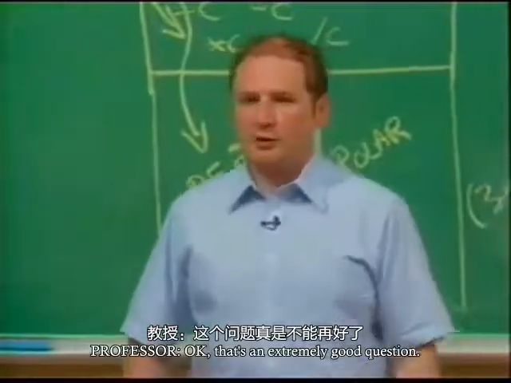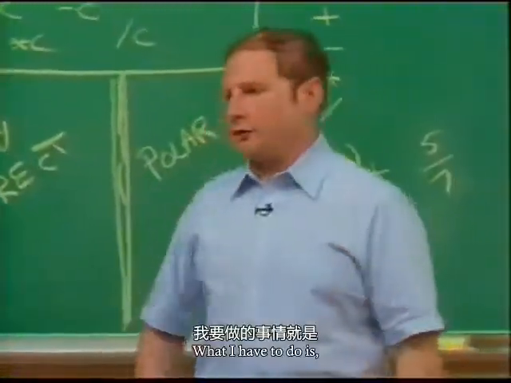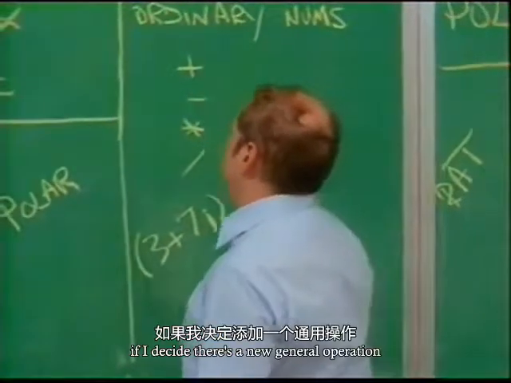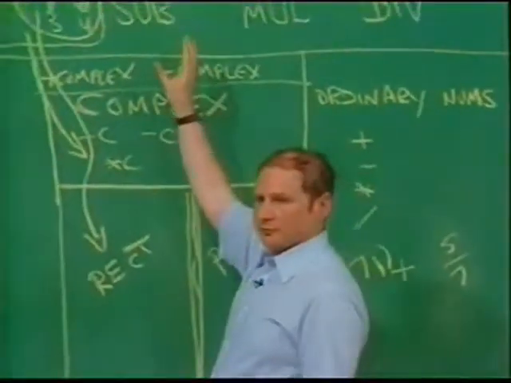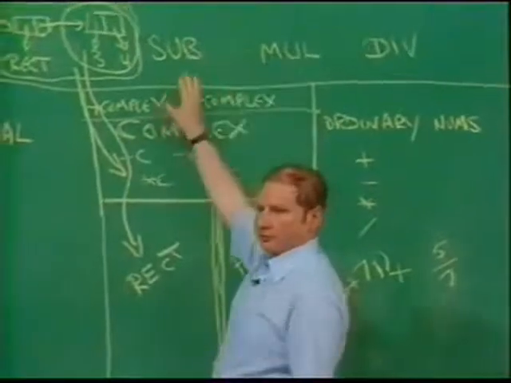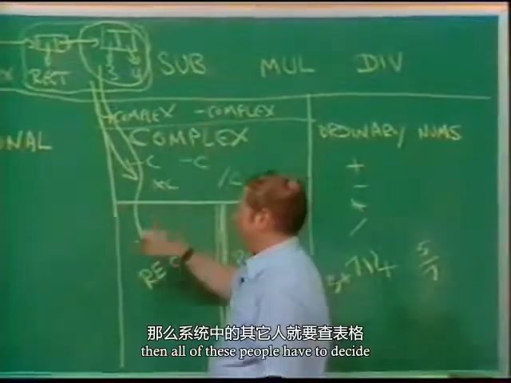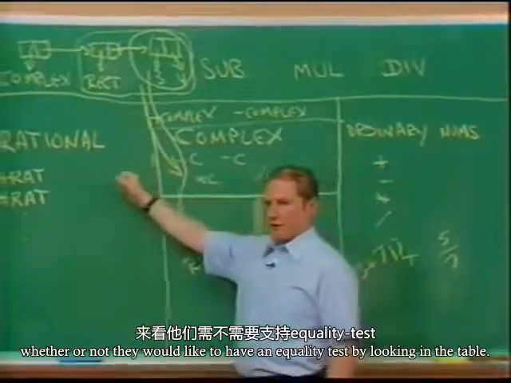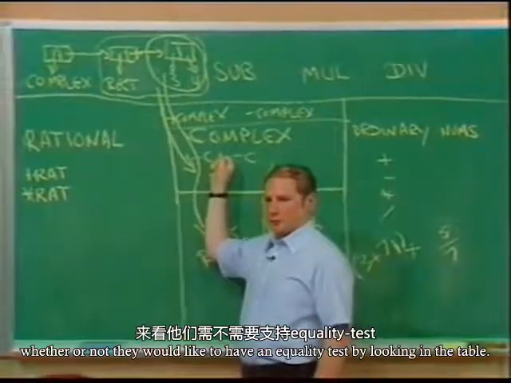Okay, that's an extremely good question. See, what I have to do is, if I decide there's a new general operation called equality test, then all of these people have to decide whether or not they would like to have an equality test by looking in the table.